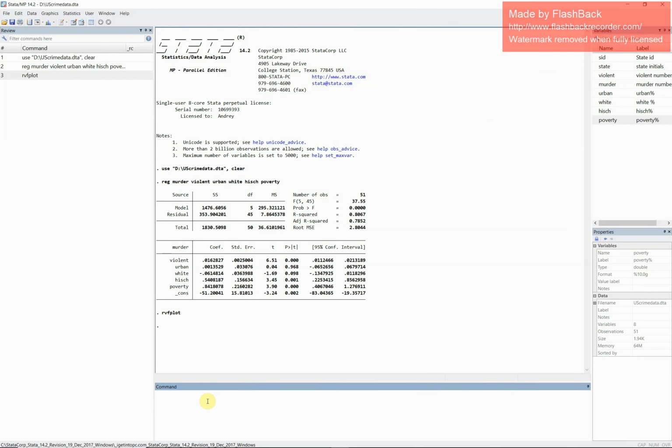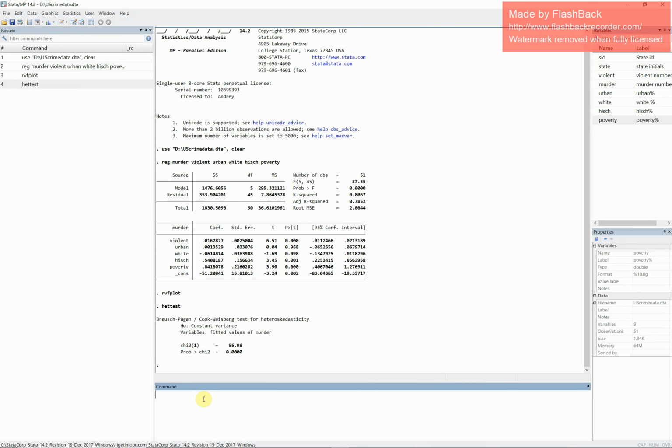We can also use non-graphic tests. One such test is the Breusch-Pagan test. The command for that test is hettest. The null hypothesis is that variance is constant. If the p-value is less than 0.05, then the null hypothesis is rejected. You can see that chi-square is very high and probability is significant even at 0%. Therefore, this test indicates to us that there is heteroscedasticity.